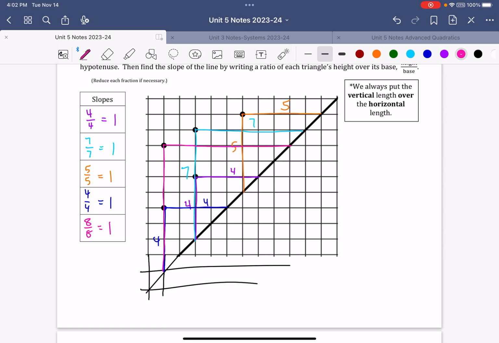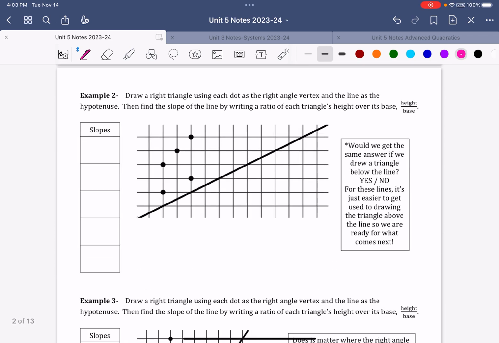So all those fractions reduced. We had some bigger triangles, some smaller triangles, but the ratios of our vertical length to our horizontal length always ended up being equal. Page 2 says draw the right triangle from each dot, and we're going to do the ratios again. Okay, so here over to there. This would be a vertical of 1 and a horizontal of 2. That is simplified. Pick another one. Vertical of 1, horizontal of 2.